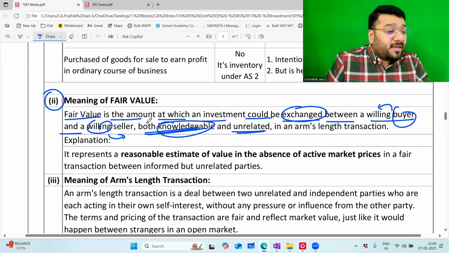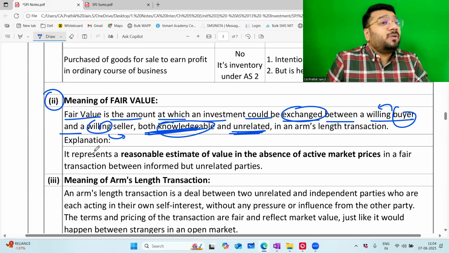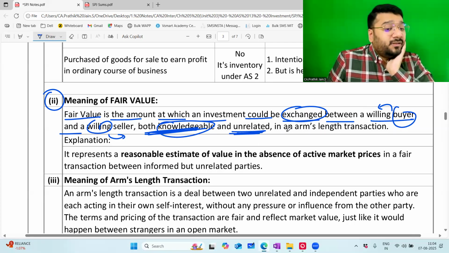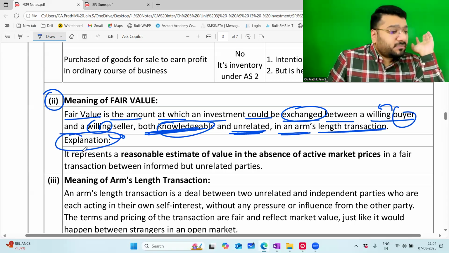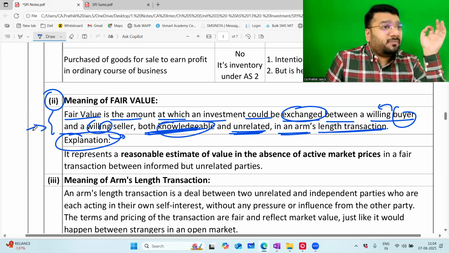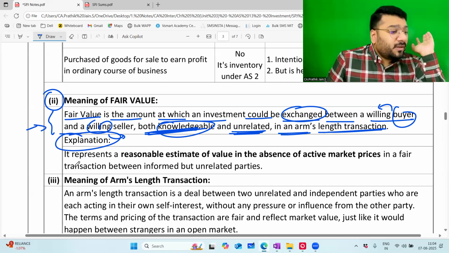So the fair value should be that which a buyer is willing to buy and seller is willing to sell at, both knowledgeable, and these both should be totally unrelated. That is, the transaction should happen on an arm's length basis. Now, what is the meaning of arm's length transaction? I'll tell in some time. This is the language given in your AS13. I try to make it more simplified.